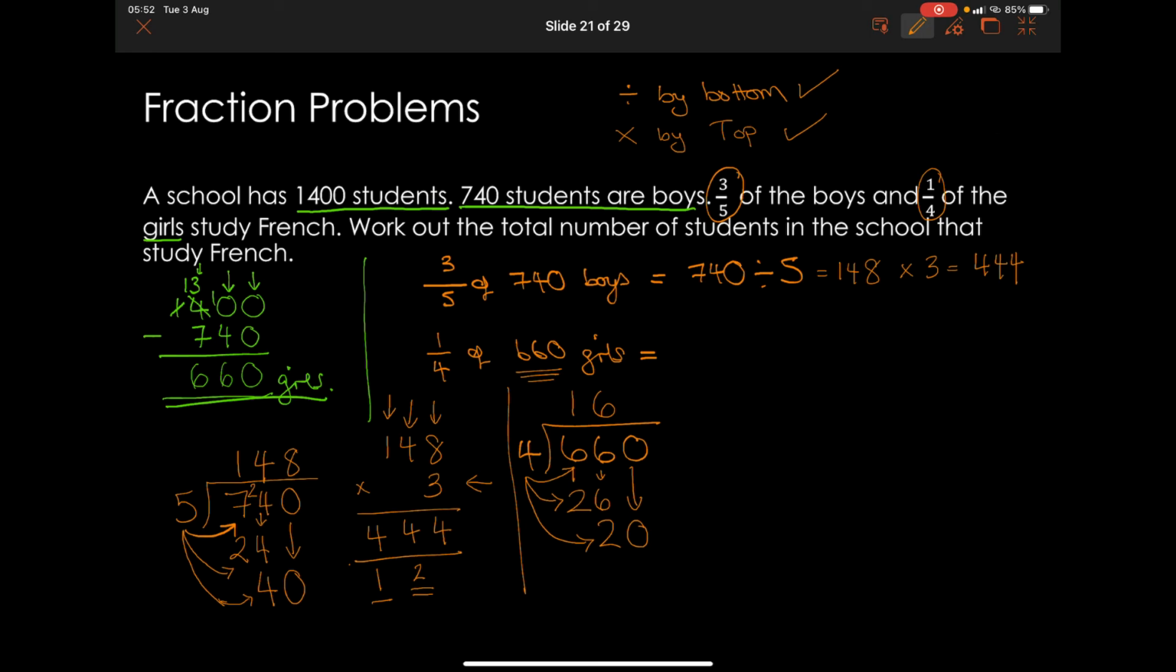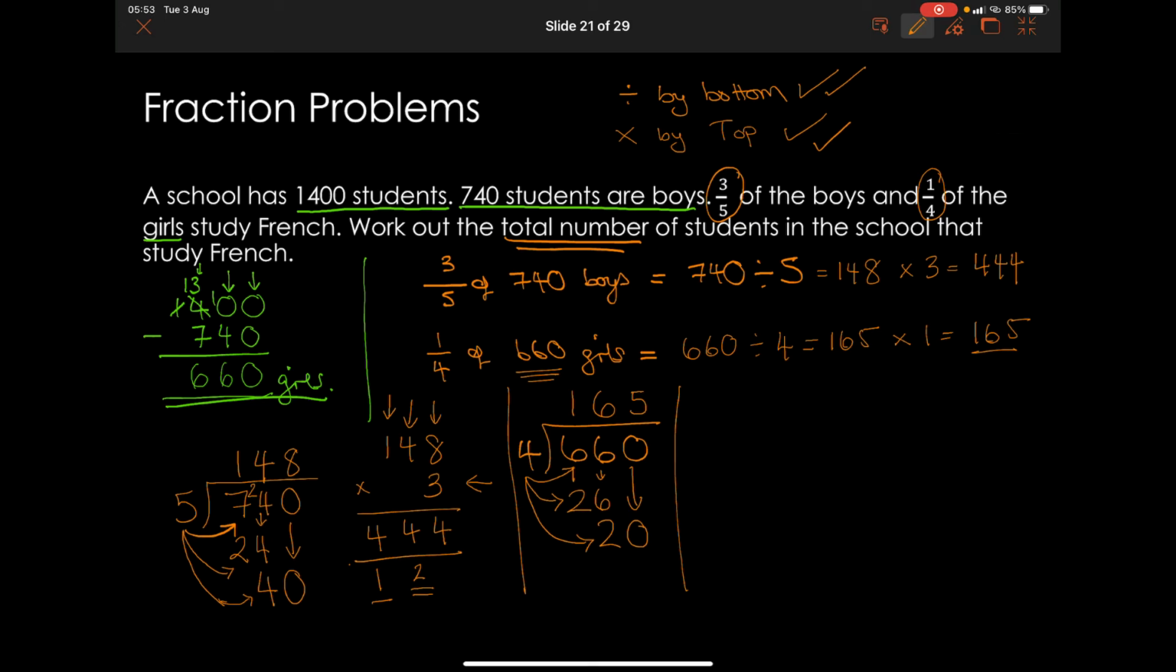And then how many 4s go into 20? That's nice and easy, that's 5. So actually, if I did 660 and I divided it by the bottom, it gives us 165. Divide by the bottom. And I could times by the top, but the top's 1. So it just gives us the same answer anyway. Okay, 165. So we've done all of that without a calculator.